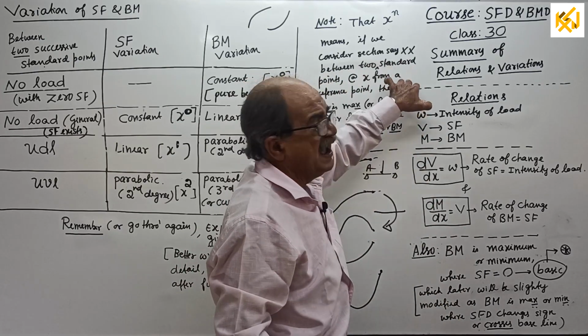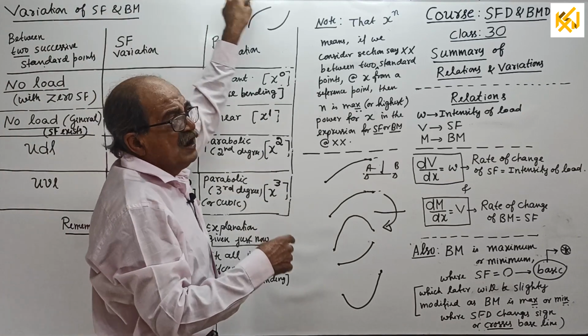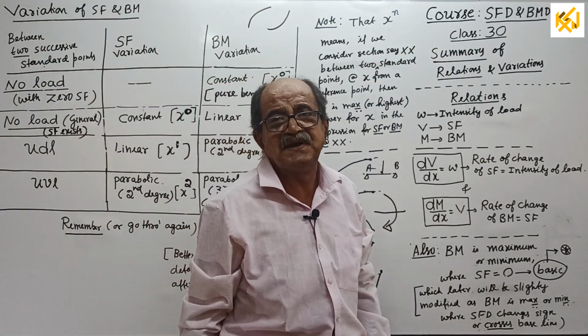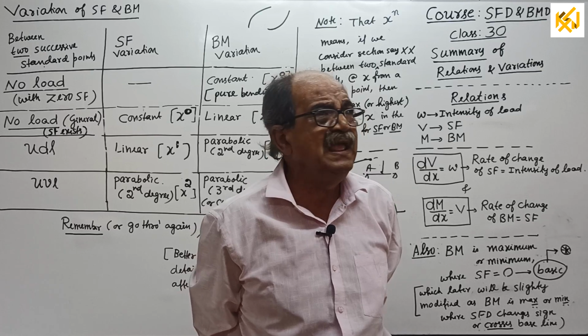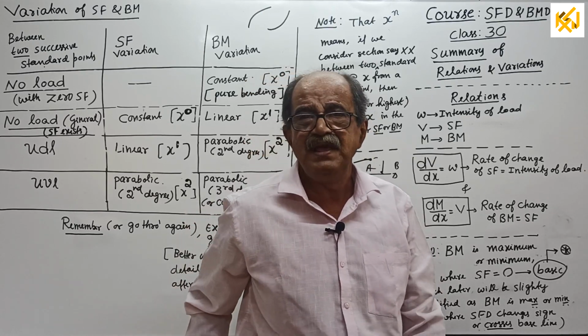Therefore, go through the class repeatedly. Understand this correctly and be ready for the next class. 31 is for that special case. 32 is for the summary. 33, good number, is the first example for SFD and BMD. Okay, thank you.